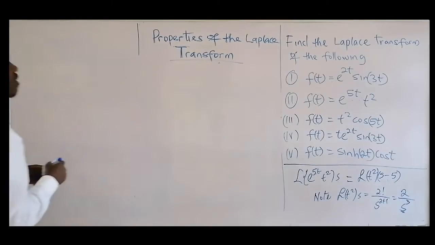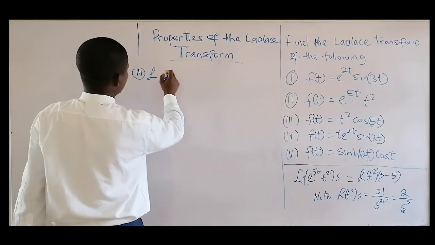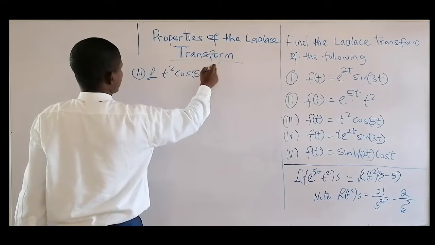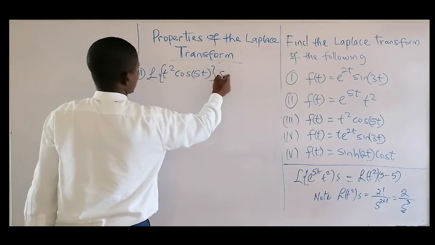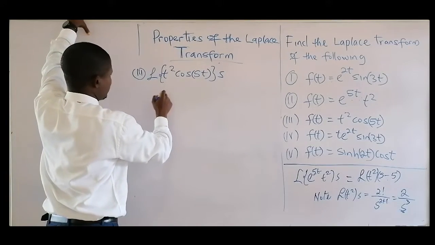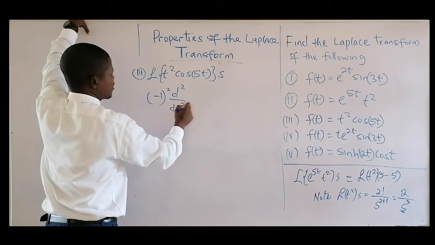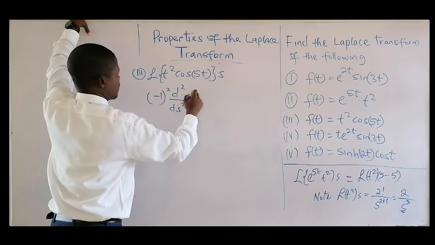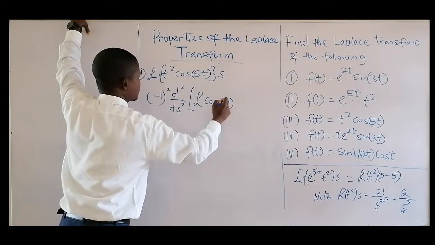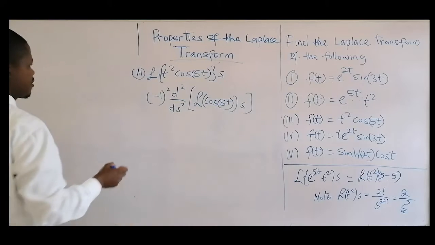Question 3. Laplace of t squared cos 5t. So this will be equal to, according to the rules, minus 1 squared, my n is 2, then the second differential with respect to s of the Laplace of cos 5t.